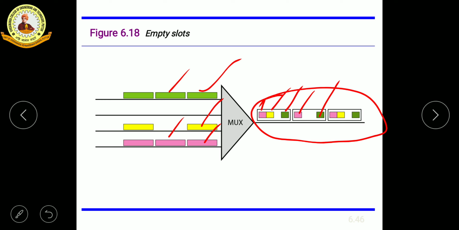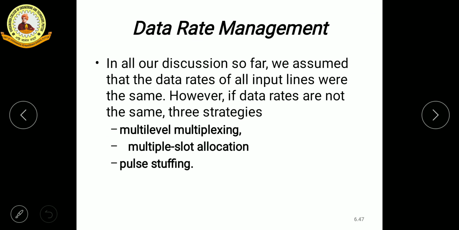So in the next section we are going to learn about statistical TDM. In statistical TDM we will come to know which source has empty slots, so that we can get rid of those empty slots, and we will give more time units to those who have more data to send. So that is one of the advantages of statistical TDM that we are going to learn in the next section. Before that, we are learning a concept called data rate management.